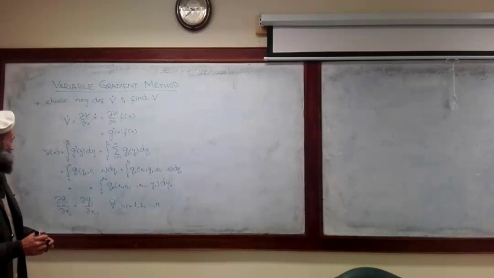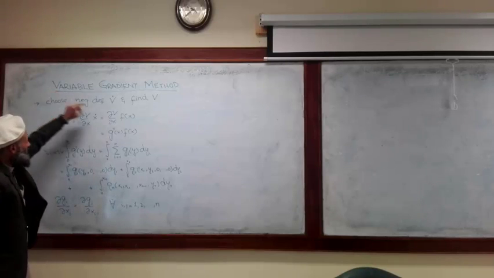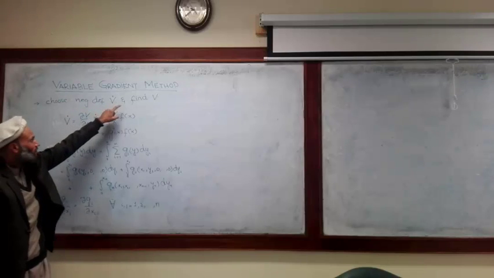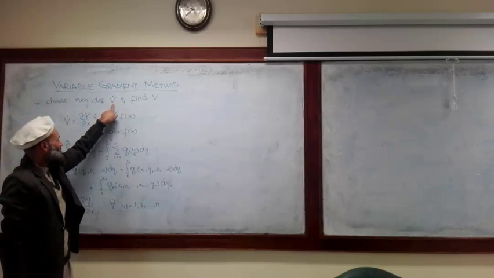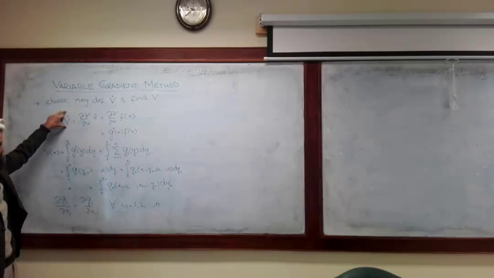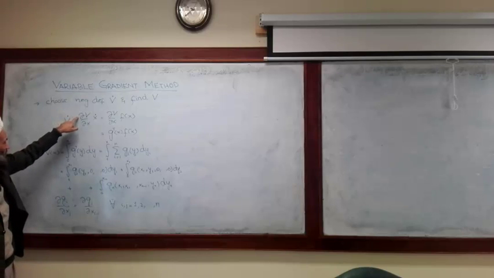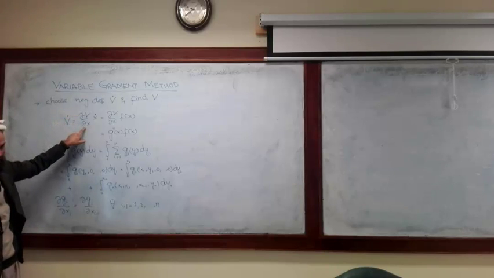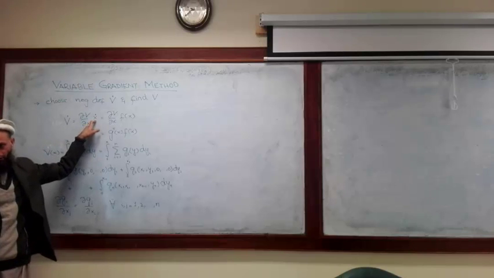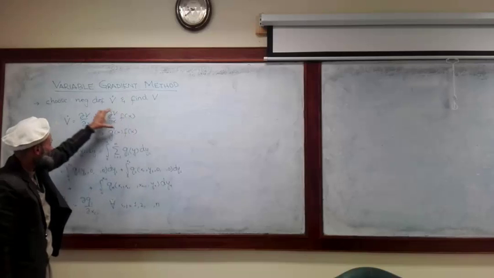So here is the variable gradient method which we talked about in the last lecture. The approach is to choose a negative definite V dot and from that find V. We know that the derivative of V with respect to time is the derivative of V with respect to x, and then the derivative of x with respect to time, and x dot is f of x.